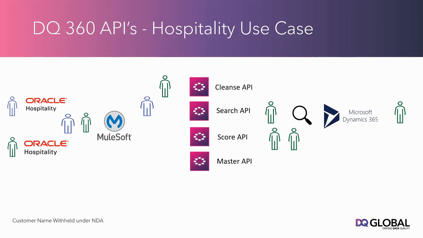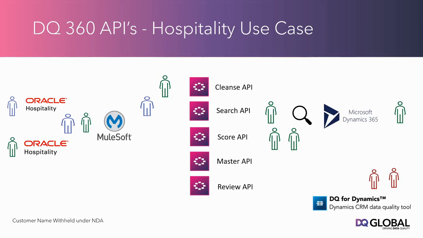Like I said, you're going to get some records that are going to get kicked out and they're going to get sent to the review API. Now, the review API is a review screen that would sit within Microsoft Dynamics or outside of Dynamics so that you can review duplicate records and make a decision via a data steward. So here in Dynamics, we use our DQ4 Dynamics application review screen to do that.